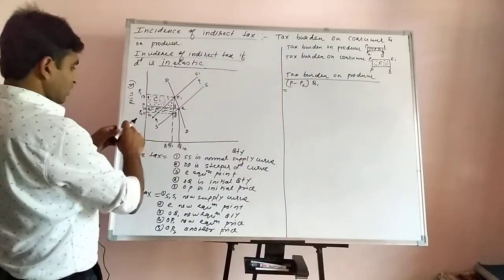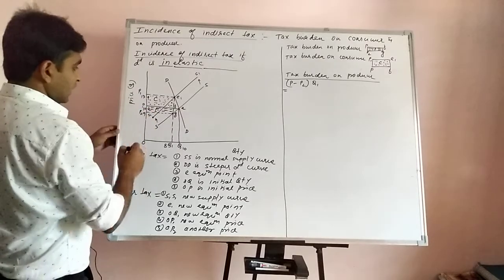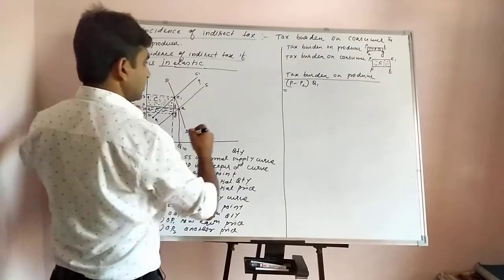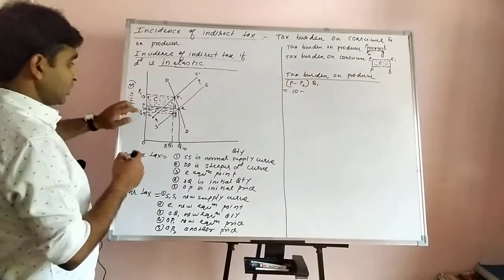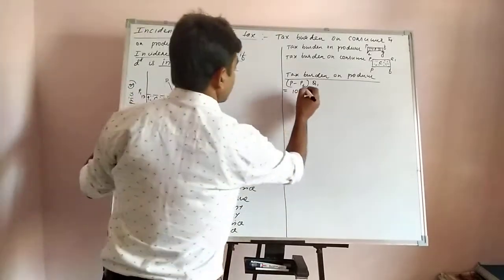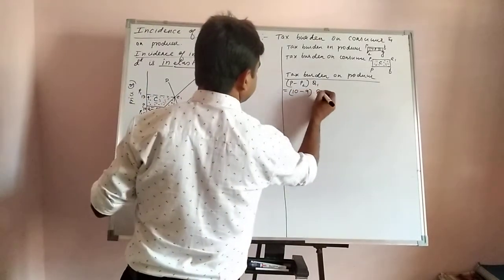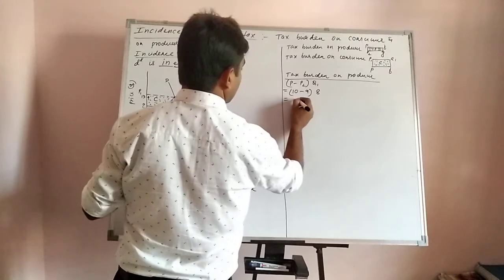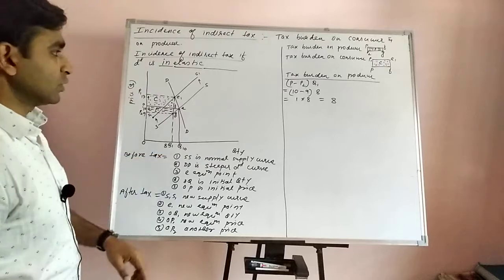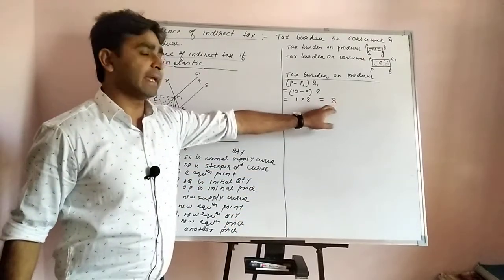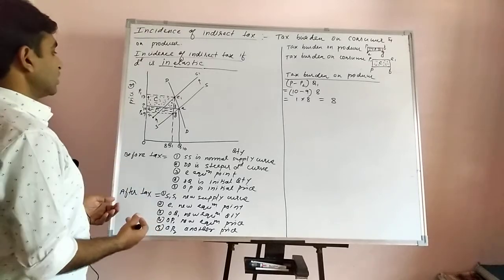Okay, so here we have done one mistake. Remember, the price has decreased. It should be 9, it should not be 11. So P we have 10 and P2 should be 9, not 11, because price has decreased. And quantity we have Q1 8. So 1 into 8 is 8. Fine. So tax burden on producer is 8. And we'll figure out how much tax burden on consumer.